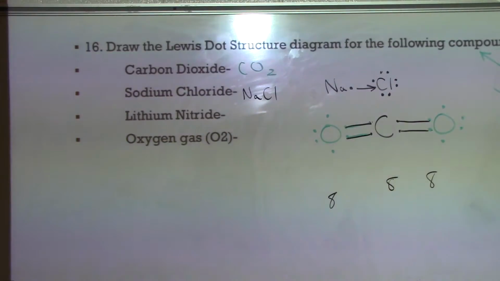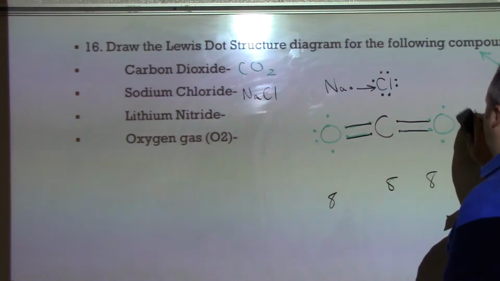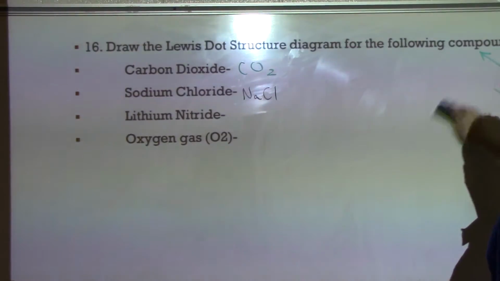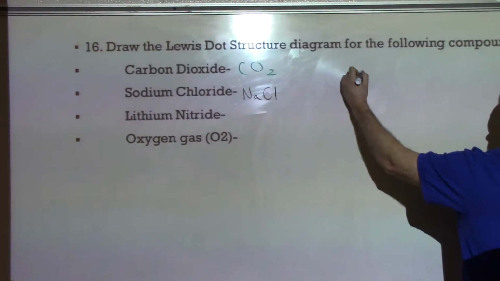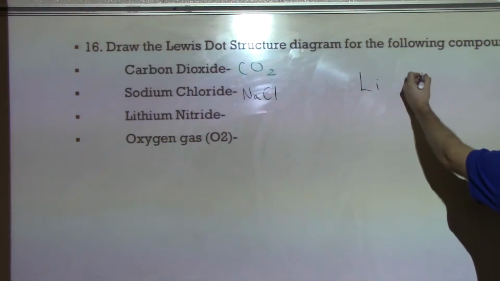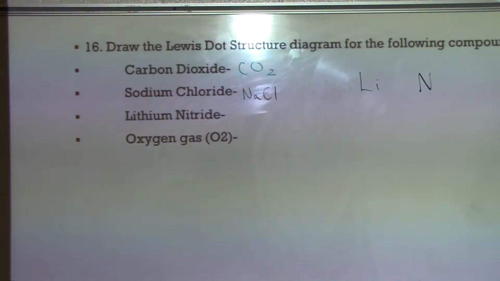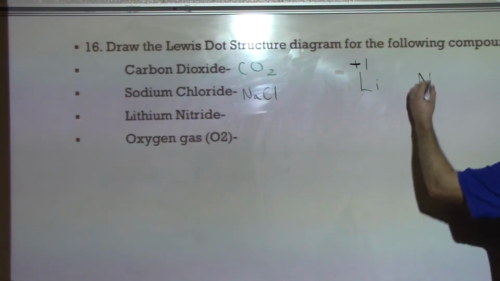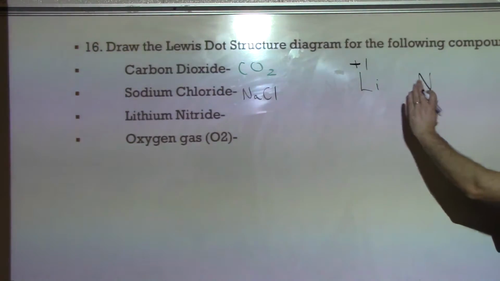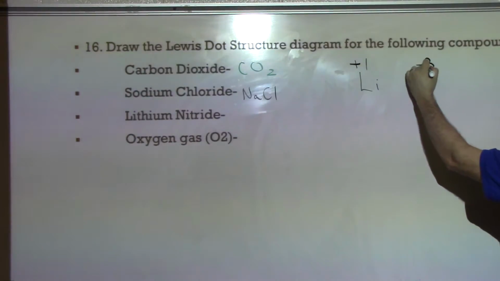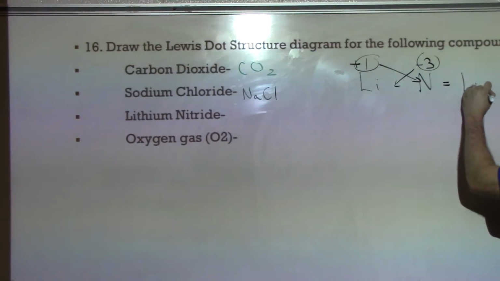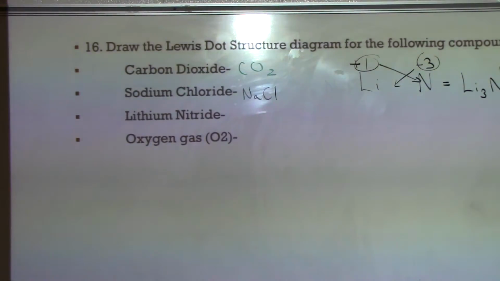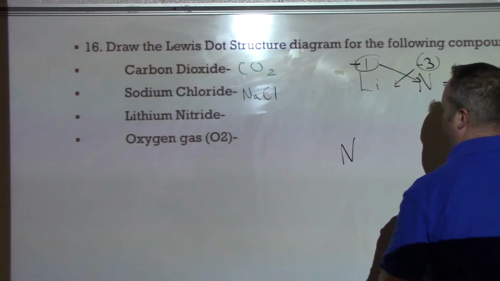Alright, next we have lithium nitride. This one is a little more complex. Let me erase what I have. If you recall, lithium is in group, let's see, and then we have nitrogen. Right, so lithium is in group 1, it's a positive 1. Nitrogen is in group 15, it has 5 valence electrons, it needs 3 more, so it's a negative 3. So we crisscross these to get our formula, and we get Li3N.